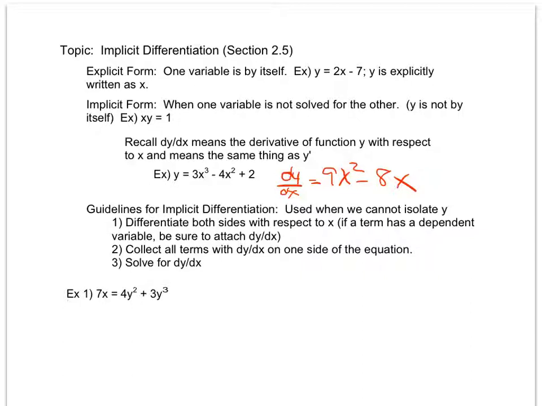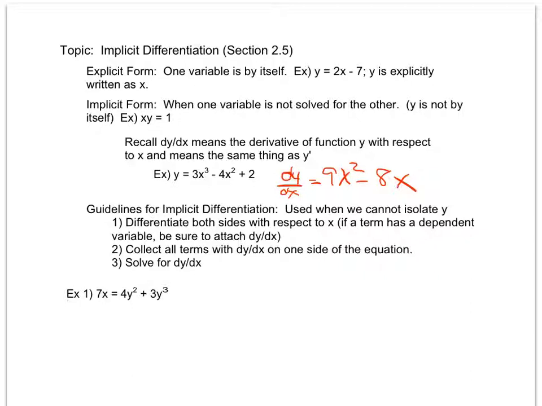Saying dy dx is the same thing as saying y prime. We are going to do a little bit of a switch where we're going to start using dy dx. And basically it just tells the reader that I'm differentiating with respect to x. X is what's causing y to change. When we do implicit differentiation, we are going to differentiate both sides with respect to x. So if a term has a dependent variable, we have to be sure to attach a dy dx, which again tells the reader what we're differentiating with respect to.